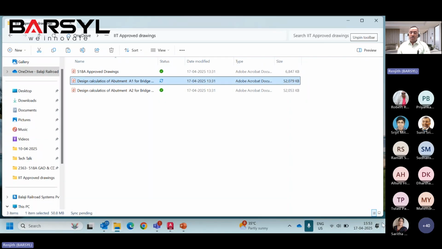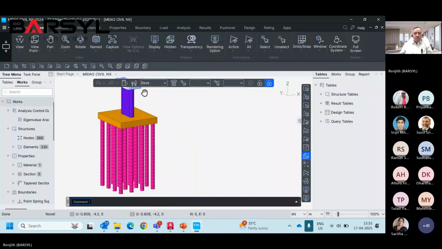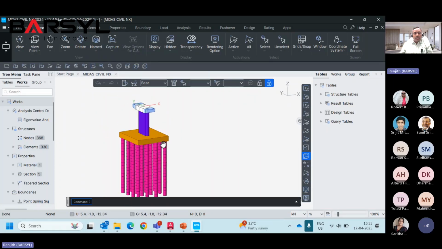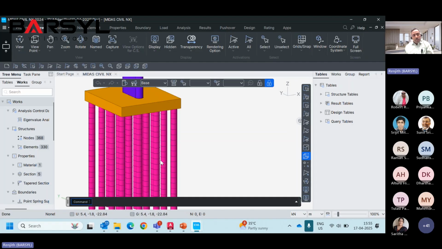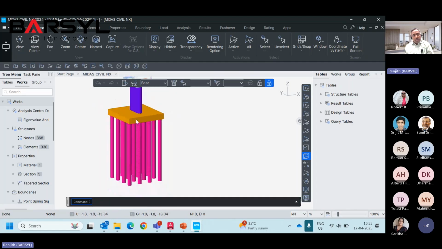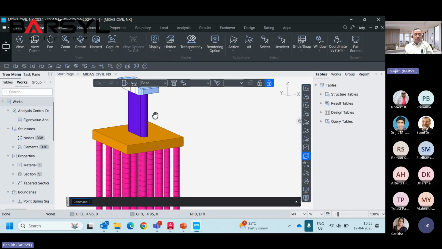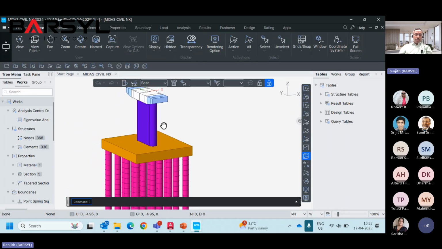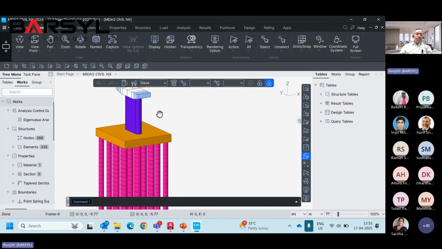And now software is also available. Whatever I explained, we can do directly from the software. Here the complete structure can be modeled in Midas. This is the pile, then the pile cap, then this is the pier and pier cap. So everything can be modeled. This is actually not an abutment, this is a pier. This is also a substructure, but this is a pier. So everything can be modeled, and the loads we can give directly here.